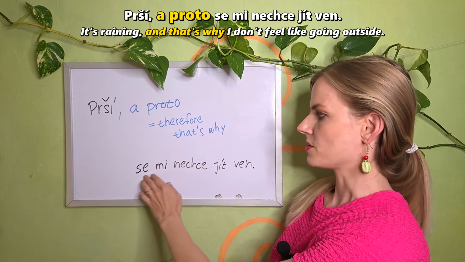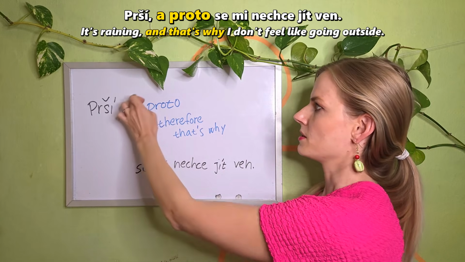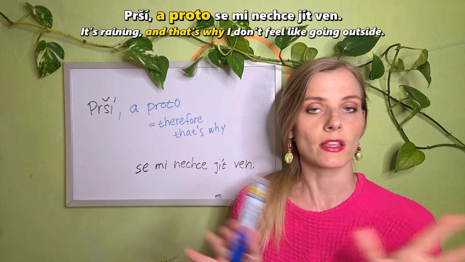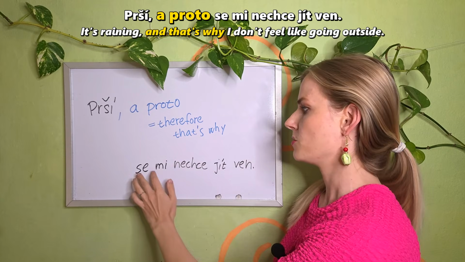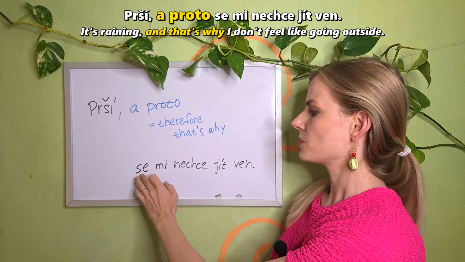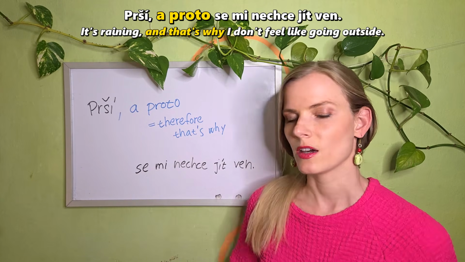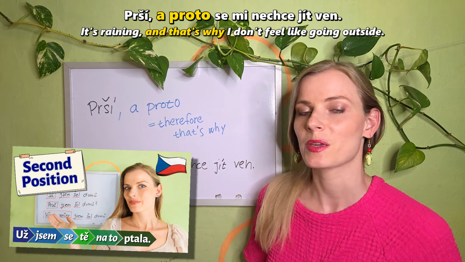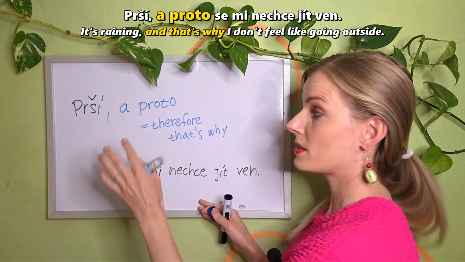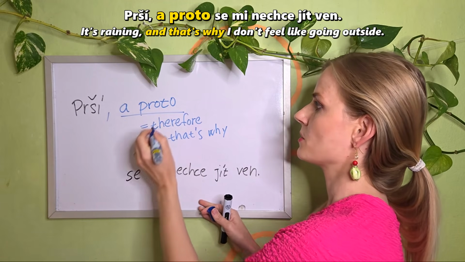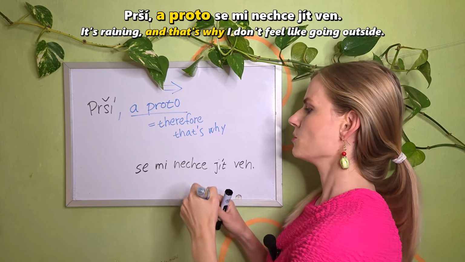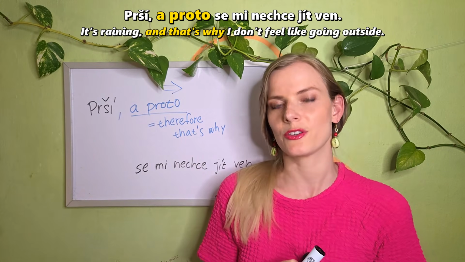The word order here is fine because a proto is one unit and the next part is se and then mi. That's totally fine. This is the second position. I have a video about it too if you would like to practice this topic about the second position. So with this, we express the consequence. It's raining and therefore, that's why I don't want to go out. I don't feel like going out.